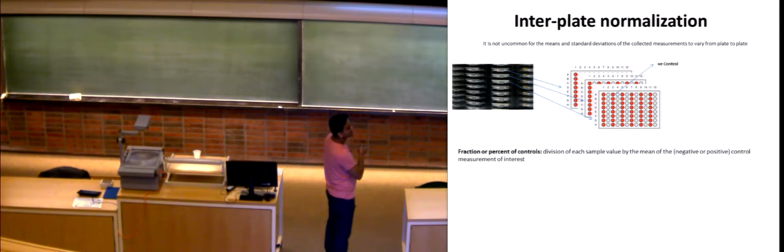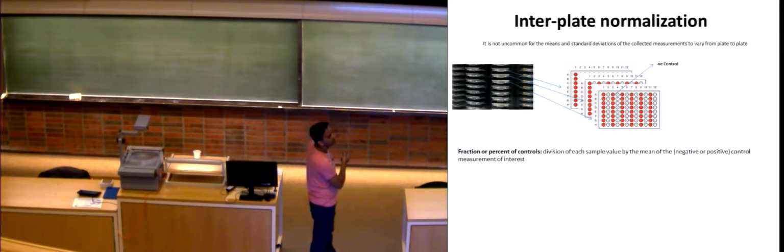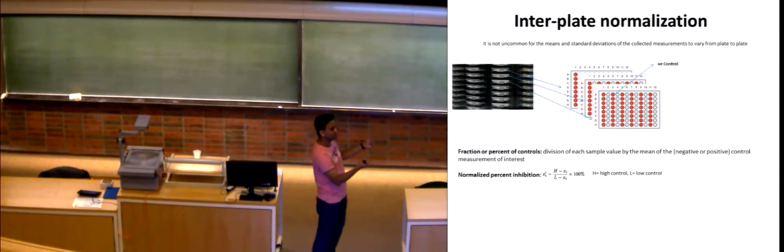The first and most basic way is percent of control, meaning that you divide every sample by the mean value of the control. It can be negative or positive control, depending on your experiment. The second method is the normalized percent inhibition. Let's say you have different varieties of control, high control and low control, then you can use this formula, where every sample or well value is subtracted from the high and low values.